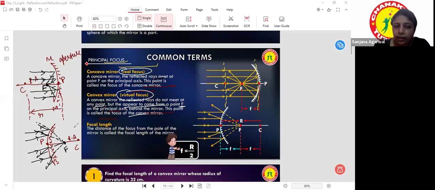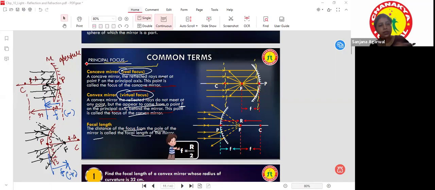Next, the focal length. Like radius of curvature, the distance of the focus from the pole of the mirror is called the focal length of the mirror. From the pole, if you measure the distance of the focus, this is represented by small f, focal length. And in case of a convex mirror, again, this is represented by small f. But as per the sign convention, the focal length of a concave mirror will always be negative, and the focal length of a convex mirror will always be positive, as we have to move towards the right side.